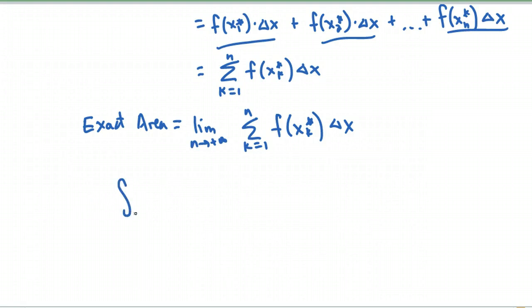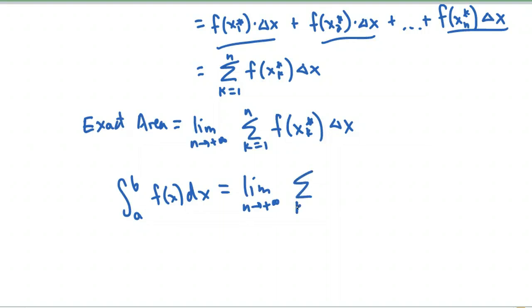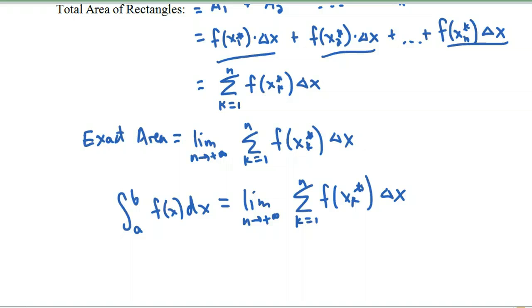Now, in fact, this is how we define the definite integral. The integral from a to b of f of x dx is equal to the limit as n approaches infinity of the sum from k equals 1 to n of f of x sub k star times delta x. That is our definition of definite integral. Okay, so the definite integral is a limit of sums.